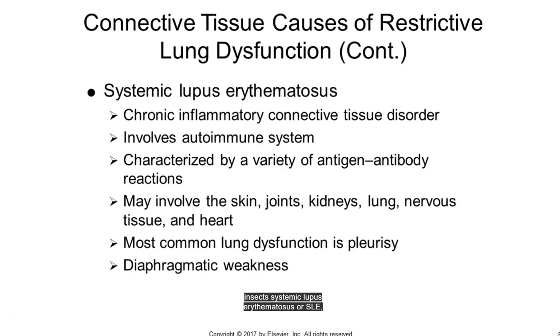Systemic lupus erythematosus, or SLE, is a chronic inflammatory connective tissue disorder which involves the immune system and is mostly seen in women ages 15 to 45. It can involve the skin, joints, kidneys, lungs, nervous system, and heart. Pulmonary involvement occurs 50 to 90% of the time, with pleurisy, often with recurrent pleural infections, acute lupus pneumonitis, and diaphragmatic weakness being the most common.